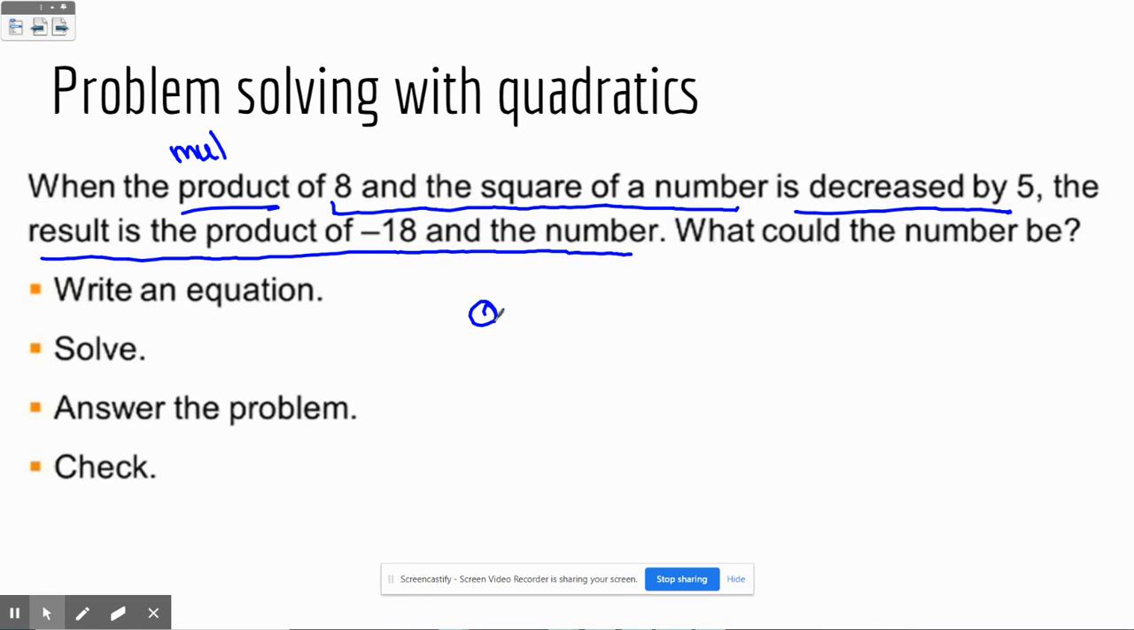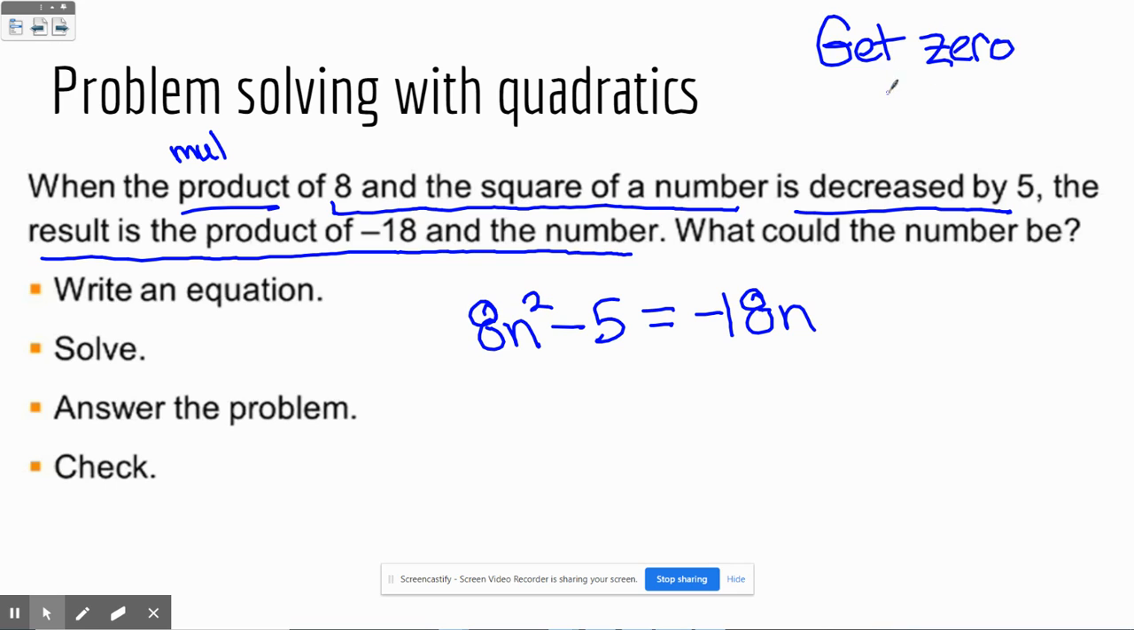I'm going to take 8 and multiply it by the square of a number. I'm going to decrease that by 5, which means subtract 5. And what am I going to get? I'm going to get -18 times the number. So how can you solve this? Well, you cannot get n by itself because you have an n squared and an n. So what we're going to do instead is get 0 on one side, and hope that it factors, because that's our only strategy we have right now.